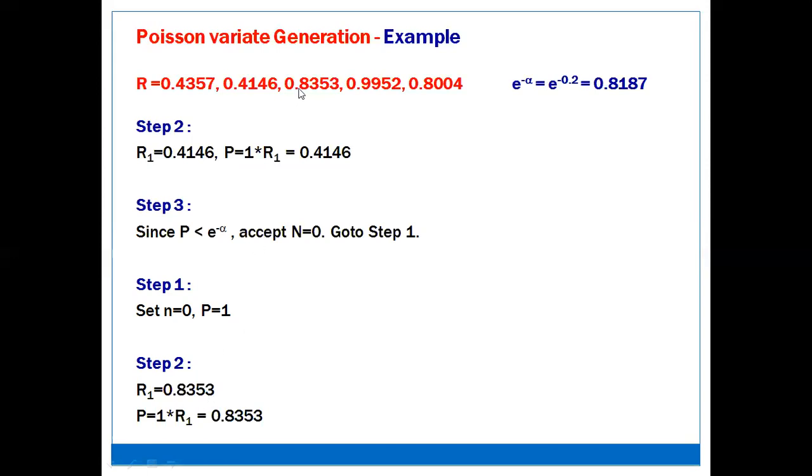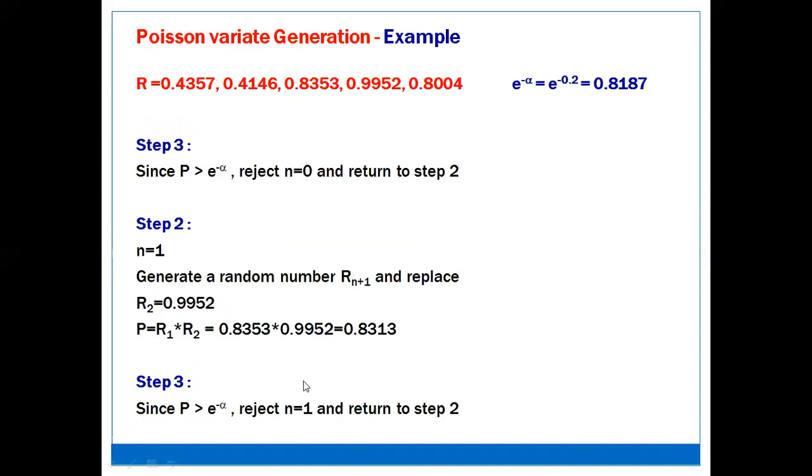Now we will take the third number as r1 here. So r1 will be 0.8353, p will be 0.8353. So now p is 0.8353, e power minus alpha is 0.8187. So p is greater than e power minus alpha. So reject n as 0. That means you should not accept it. Return to step 2 with n equal to 1. That means you're replacing n equal to 0 with n equal to 1 now.